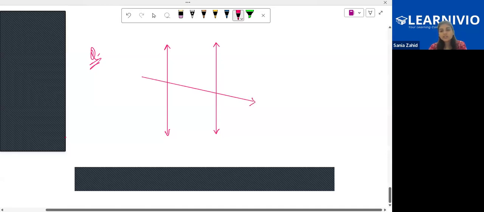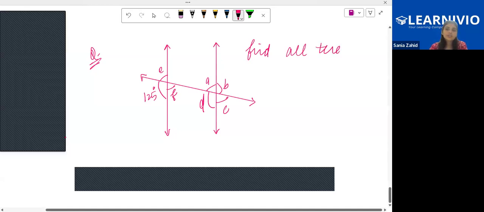Look here, everybody. So we have this figure. These both lines are parallel and we have a transversal. Now this is E. This is F. This is 125 degree. We have A, B, C, and D. Now you have to find all the angles. One of the angles is given. What is one angle that is given? This is 125.